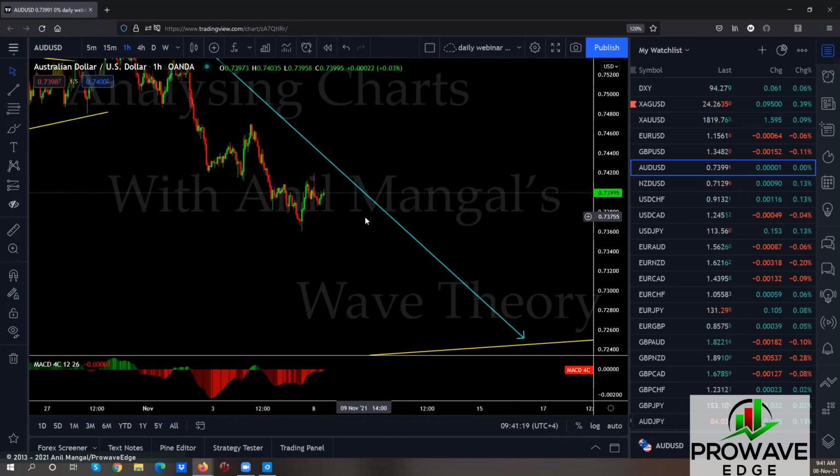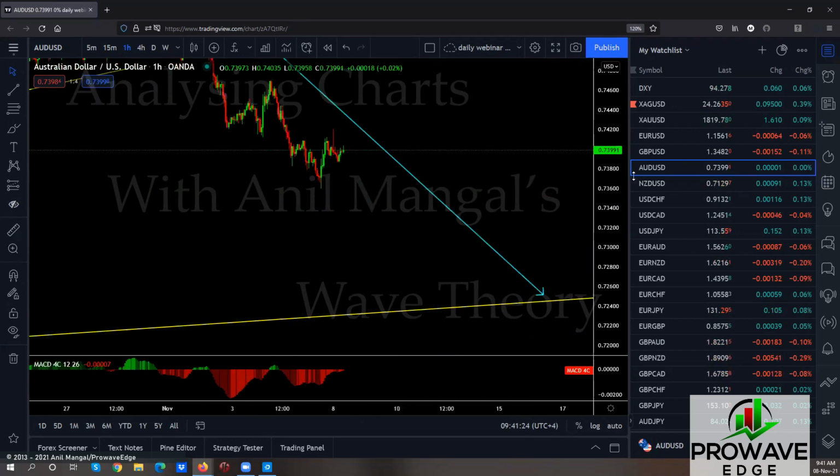Should we buy this? No. If it consolidated, gave us a sell setup, we'll take it. If it's a buy, ignore it.